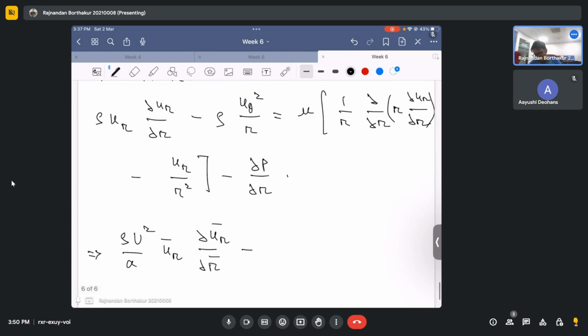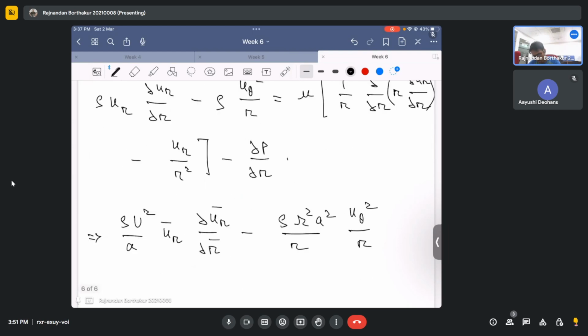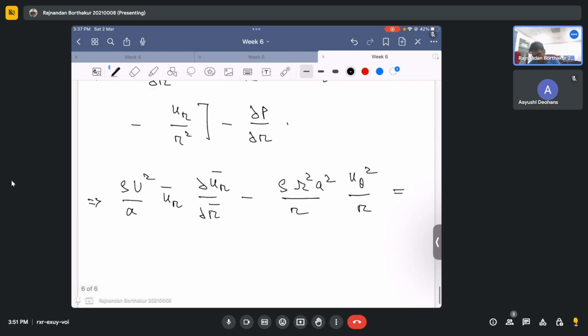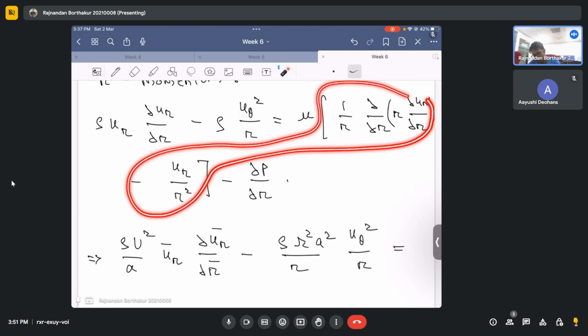Okay, so we'll begin with the task that we are doing. If you follow the non-dimensionalization of the second term, it would be rho times u theta c squared, so it will be omega squared a squared by r. And this would be u theta squared by r. And here, this term would be mu times, so what would basically come out from this term? Can you tell me?